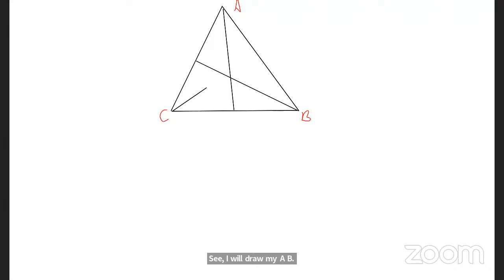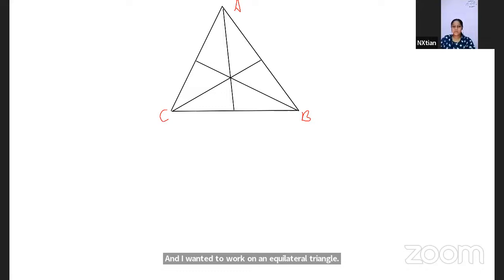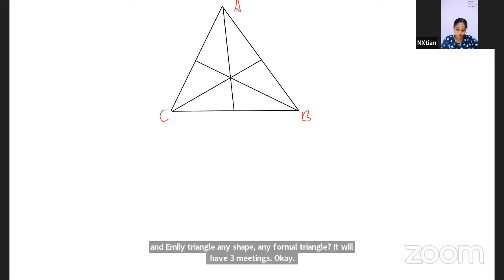Ma'am, it looks something like this. Ma'am, won't it only work on an equilateral triangle? It will work on every triangle. Even a right angle triangle. Yes. In any triangle, any shape triangle, any form of triangle, it will have three medians. Okay. Let's name the points.